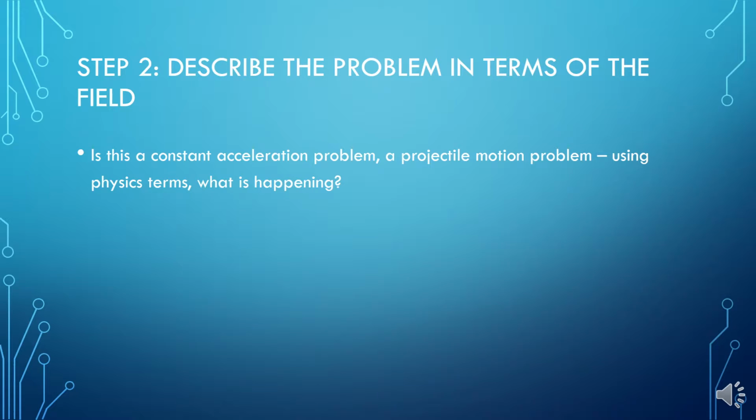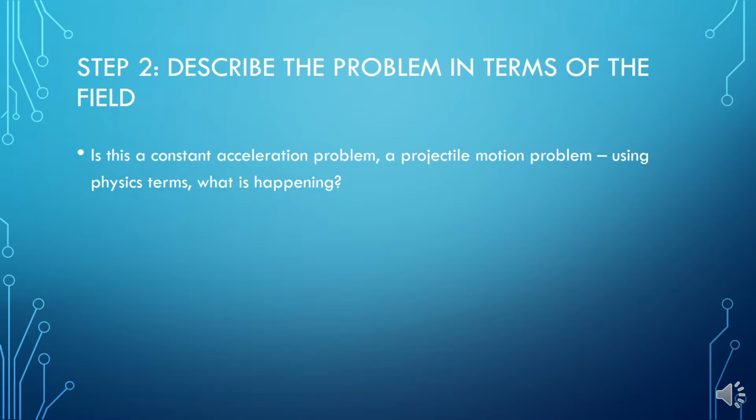Okay, so we've done step 1. Now we're on to step 2. We want to describe the problem in terms of the field. So we want to talk about this problem in physics talk. We want to talk about, is there constant acceleration? Is there a projectile? Can I talk about net forces? What can I talk about in terms of this problem?